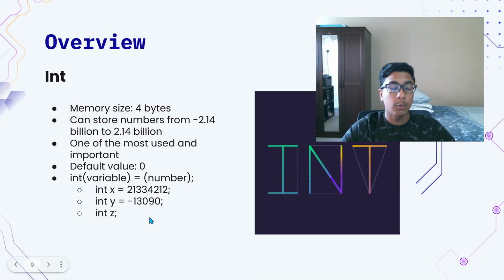Next is int, one of the most used primitive data types in Java. Its memory size is 4 bytes, and it can store numbers from -2 billion to 2 billion. It is one of the most used and important ones, since for only 4 bytes it can store a large variety of numbers. Its default value is 0. And you assign it the same way as you do for byte and short. You say int, the name, and then set it equal to a number. And here are some examples. Z will also be set equal to 0.